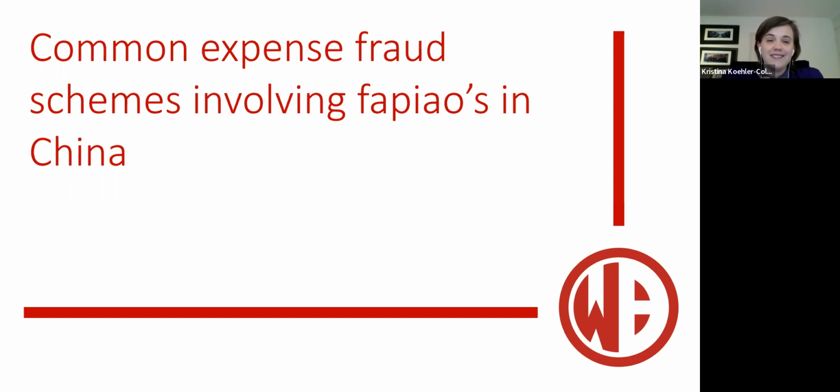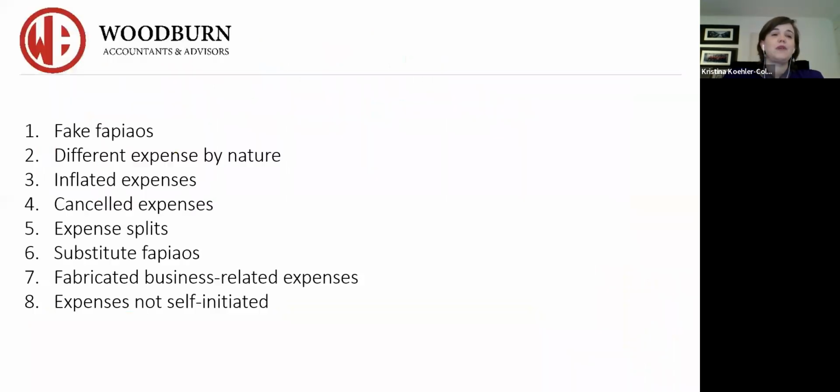Now, I just do want to highlight common expense fraud schemes involving Fapiaos in China, which obviously stem predominantly from employees. Okay, so what can employees do? The first is very simple, fake Fapiaos. There is a black market around Fapiaos. All Fapiaos can be validated through the online tax bureau system. So what we do internally as well as for our clients is we validate every single Fapiao, which I know sounds completely old-fashioned and a lot of work, but this is how you know that you don't have fake Fapiaos.